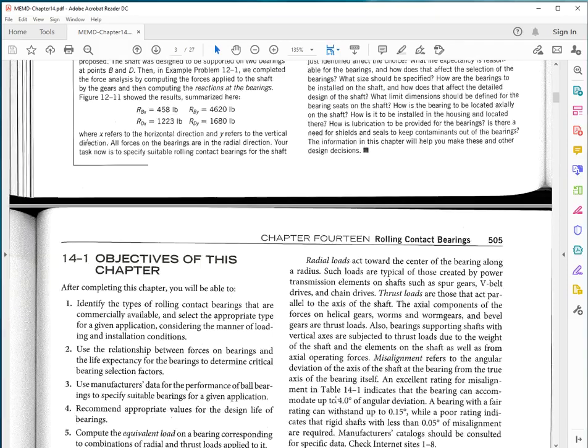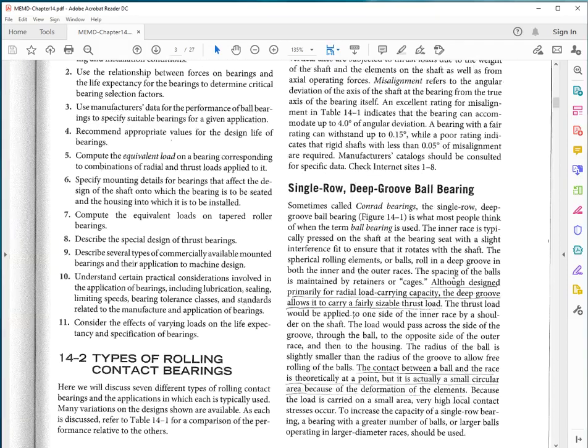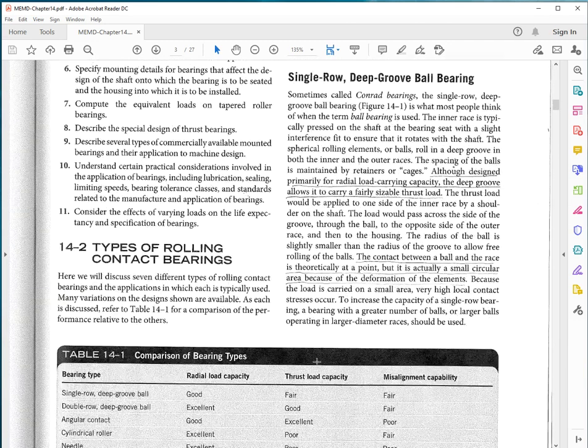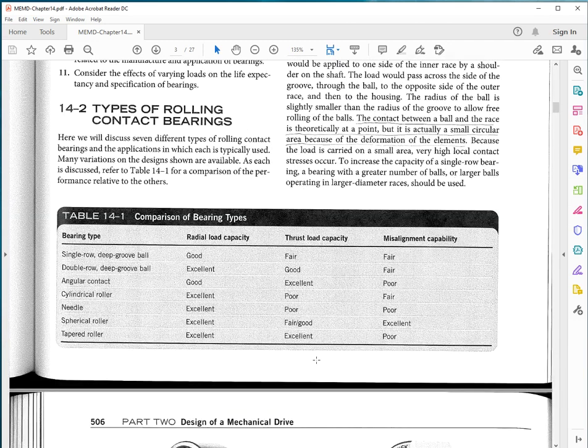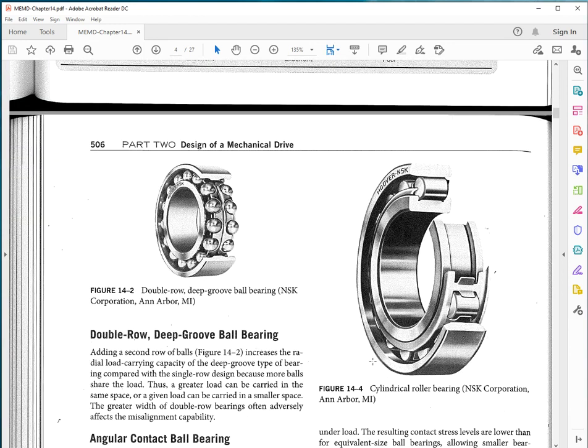Okay, so clearly you're going to study the chapter, I'm sure. There are various designs of bearings. The deep groove single row, the Conrad bearing, is the most common one. But there are other designs you may not be familiar with.